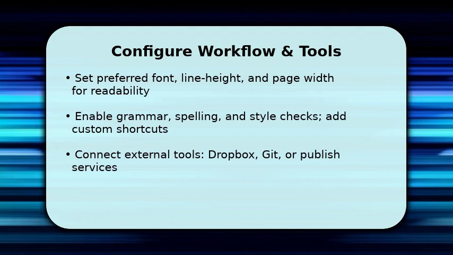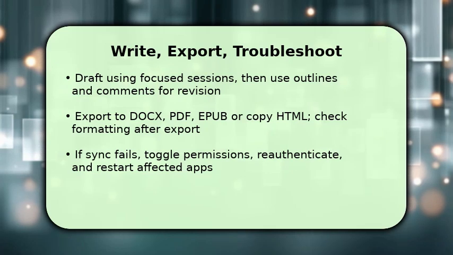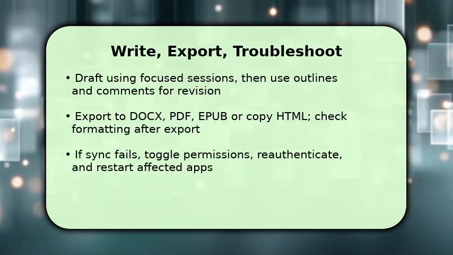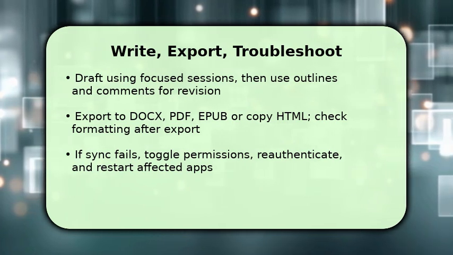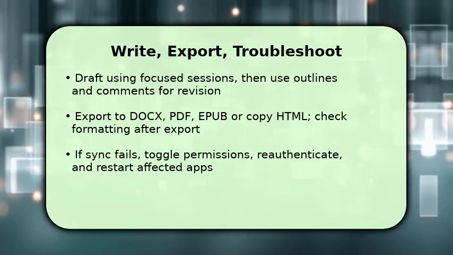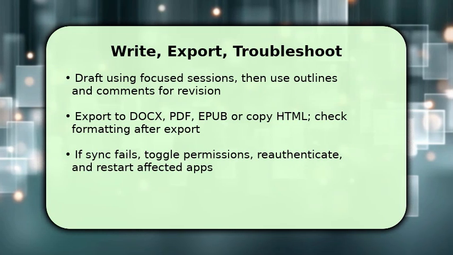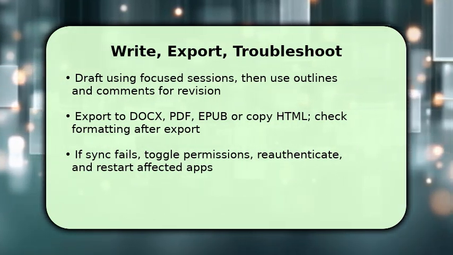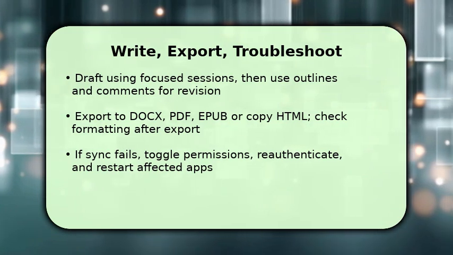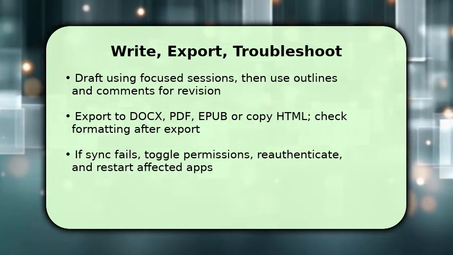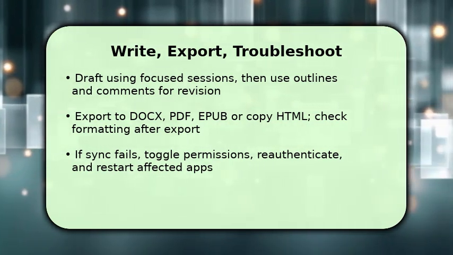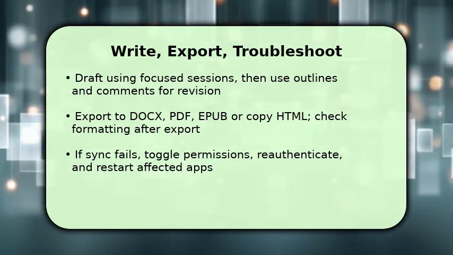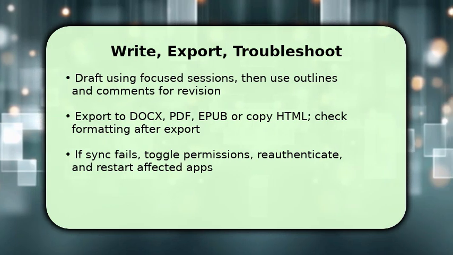Begin drafting with focused intervals, using outlines and comments to structure revisions because clear structure shortens editing time. When you're ready, export in the necessary formats: docx for editors, PDF for print, EPUB for ebooks, and inspect exported files for layout issues. If something goes wrong, first toggle permissions in system settings, then re-authenticate cloud services and restart the app. Most sync or permission errors resolve that way. Finally, save a local backup before major changes.